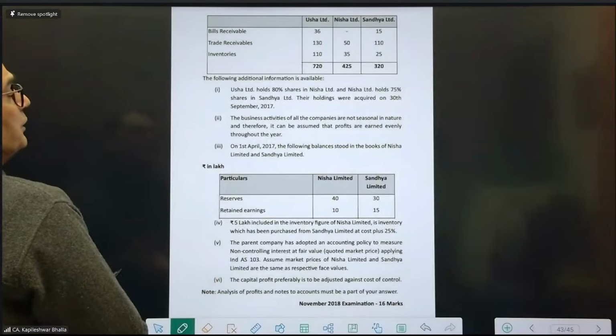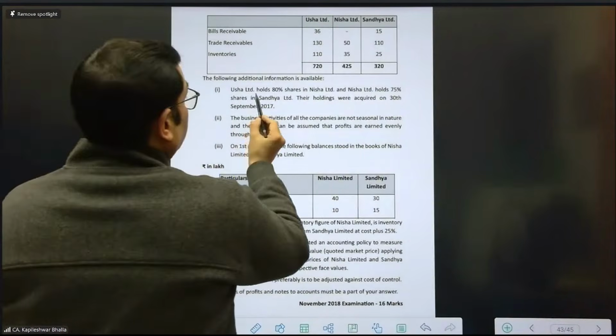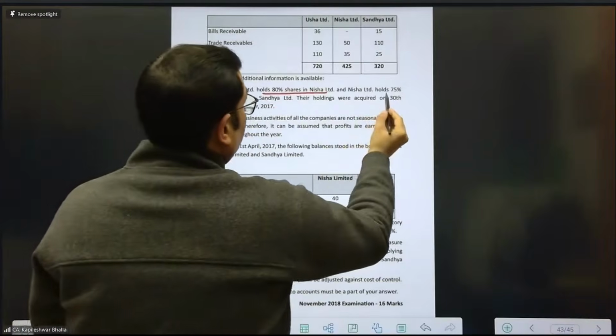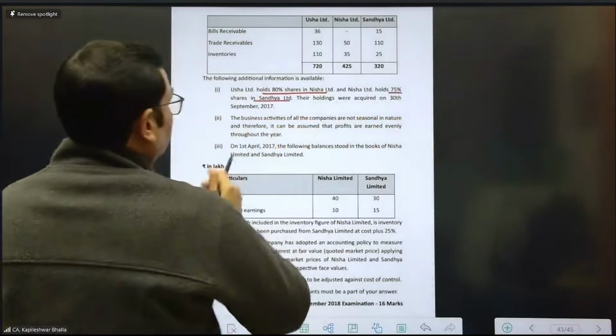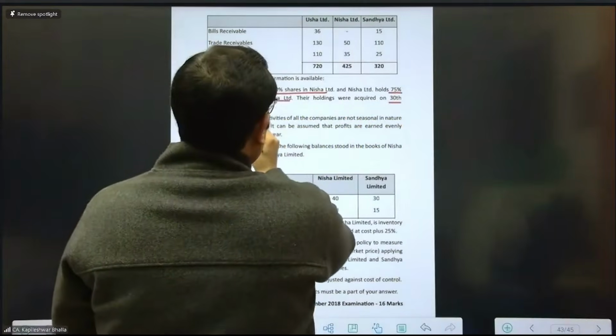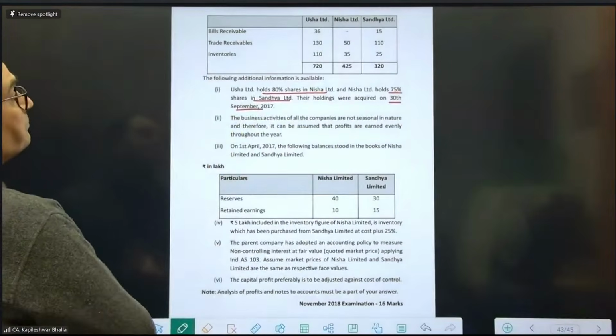Then it says the following additional information is given. Usha has got 80% shares in Nisha, and Nisha has got 75% shares in Sandhya. So we can see a chain. And all the shareholdings are acquired on 30th September 17.